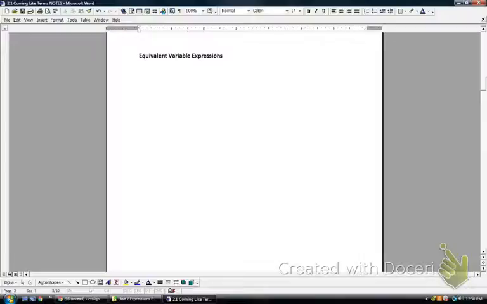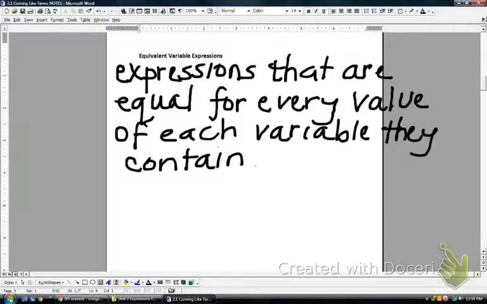Our next vocabulary word is equivalent variable expressions. And equivalent variable expressions are expressions that are equal for every value of each variable they contain. Alright, so I wrote down the definition, and that definition has a lot of words, and it may or may not make sense. But let's look at some examples. This is going to be very simple examples because my examples aren't going to contain variables, but I think so we can understand what equivalent variable expressions are, I think that this will help you.